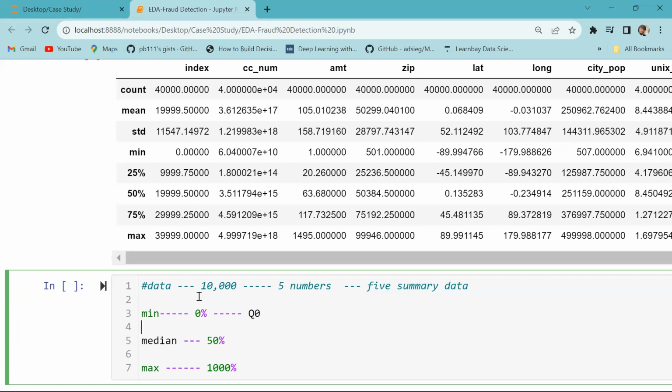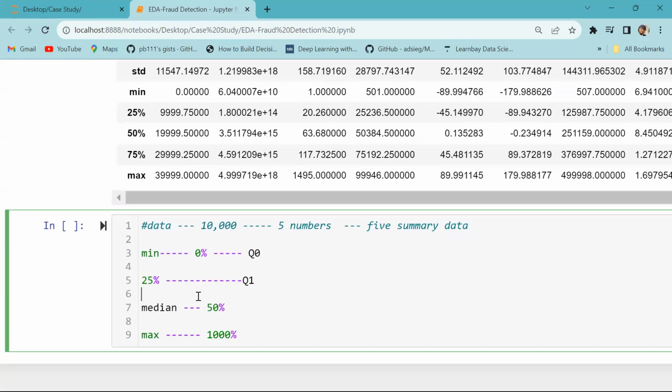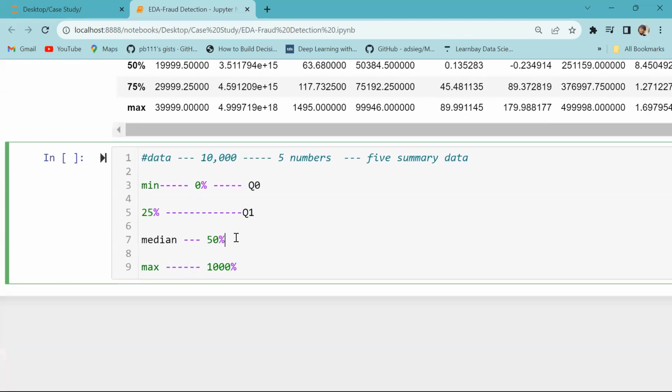In between the min and median, again we calculate exactly the middle number, and we call that the 25 percentile of the data. This 25 percentile of the data, generally we call it Q1. And the median value we call the 50 percentile of the data. That 50 percentile of the data we call Q2.